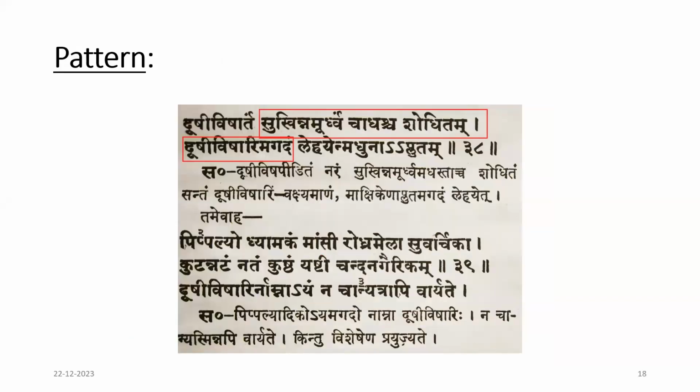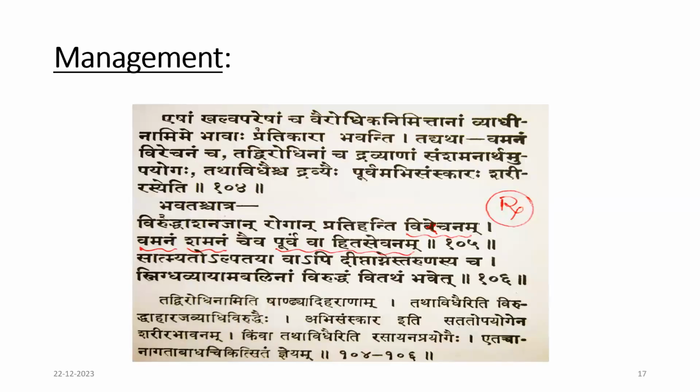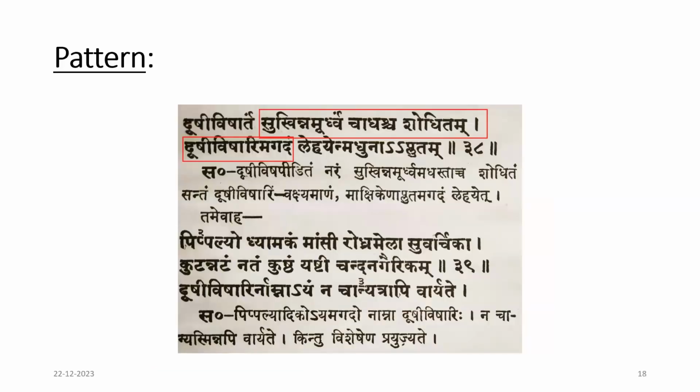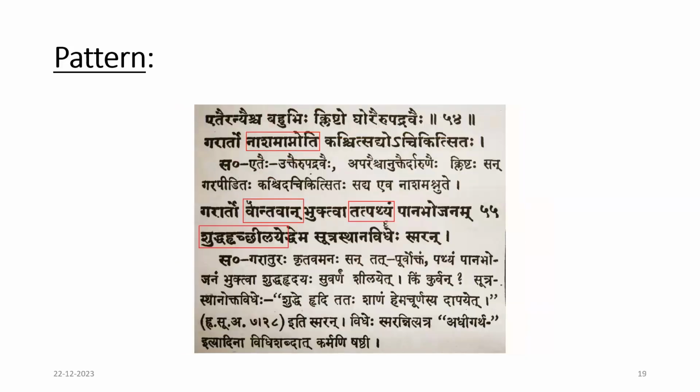And if we see the treatment of Dushi Visha, Suswinnam, Urdhvamcha, Adascha Shodhitam, Vamanam, and Virechana is mentioned in Viruddha. Again in Gara, we see Dushi Vishari Agada, Lehayet, Madhunaplutam. Dushi Vishari Agada is a Rasayana here. So, Vamana, Virechana, and Rasayana is also mentioned in Dushi Visha. If we come to Gara, again see, Garartho, Vantavan, Bhuktva, Tatpatyam Pana Bhojanam, Shuddha Hrit Shilayet. So, Shodhana Karma is there, Pathya Sevana is there, Rasayana Sevana is there.